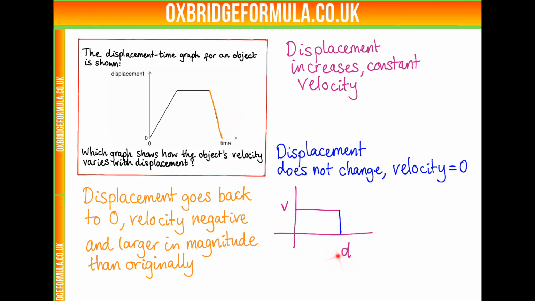So the velocity will end up going like this. So go to a negative velocity, and then it's flat, and then because of the negative velocity, we're returning to our original point. So back to displacement zero. So it should look like this: a rectangular block at the top, and then a bigger rectangular block on the bottom. So the answer is then C.